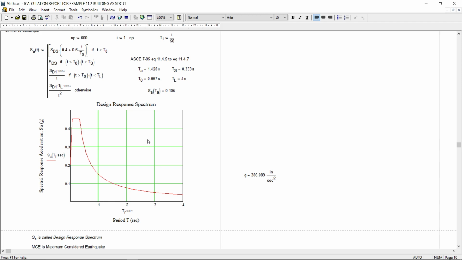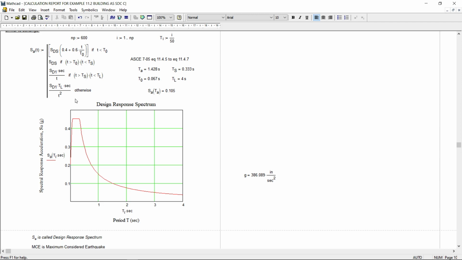Now, what is a response spectrum? Basically, a response spectrum is the plot of all the maxima. This is an acceleration response spectrum. We can have a velocity response spectrum or a displacement response spectrum, but here I am using the acceleration response spectrum based on this function defined in ASCE 7-10.